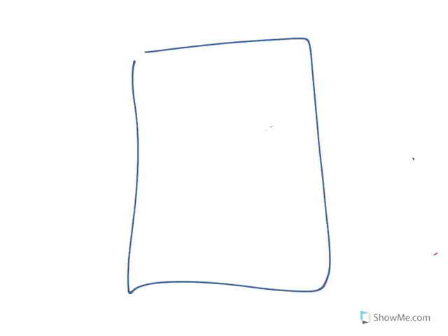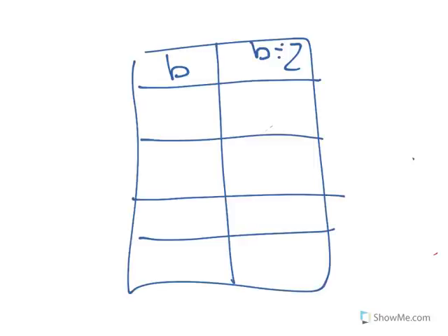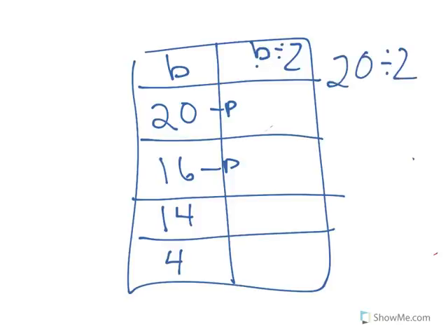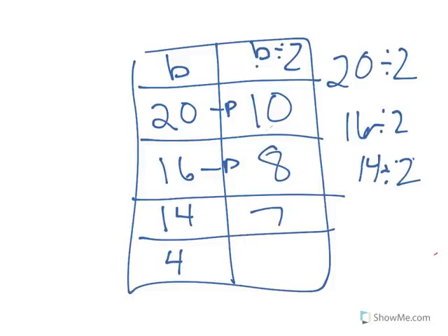Okay, so this is your problem. It is b. I'm going to give you values for b, and I want you, on this side, to use b divided by 2 to figure out what's on this side. So, I'm going to give you the first one, and then I want you to solve the rest. So, b is 20, so we're going to plug in 20. 20 divided by 2, that would be 10. I want you to pause and solve the rest. So the next one would be, we'd plug in 16, it'd be 16 divided by 2, so it'd be 8. Then we plug in 14 divided by 2, and it'd be 7. And then the last one would be 4 divided by 2, which is 2.